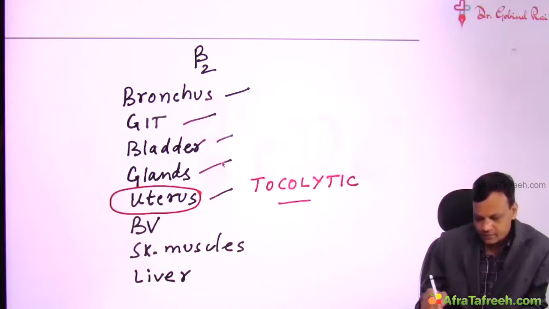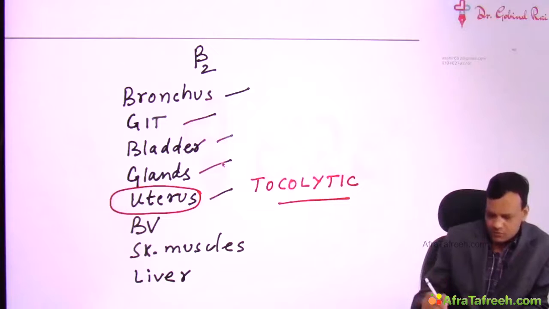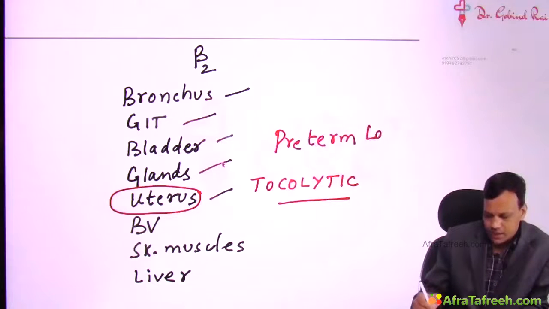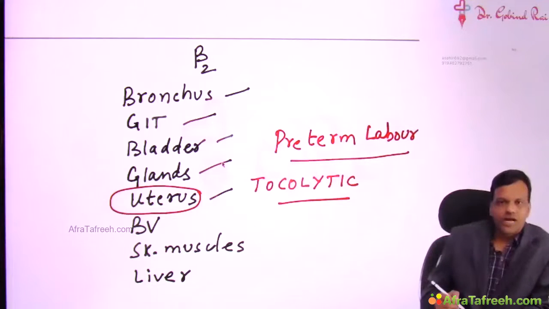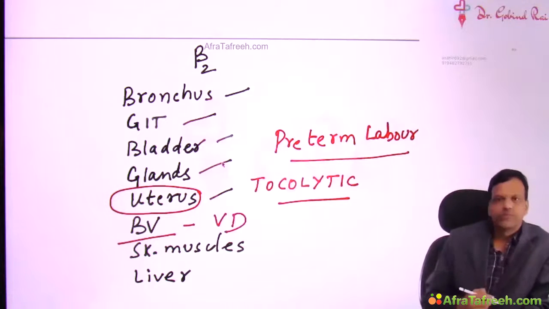Tocolytic effect. In which disease do we want to relax the uterus? It is used for preterm labor. If the labor pains start occurring before the maturity of the baby, we will want to relax the uterus, so we can give beta 2 stimulating drugs. It will relax the blood vessels also, so that means it will cause vasodilation.